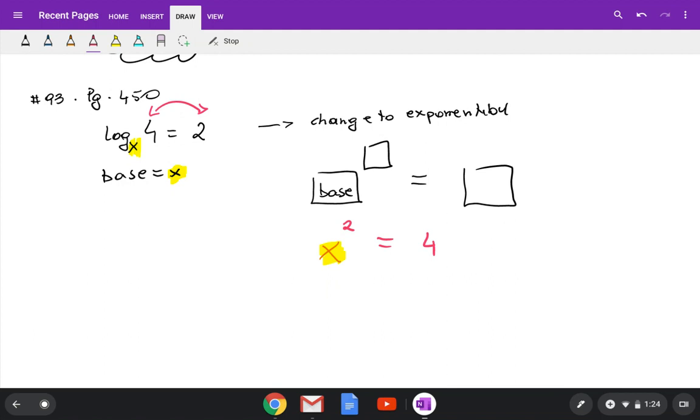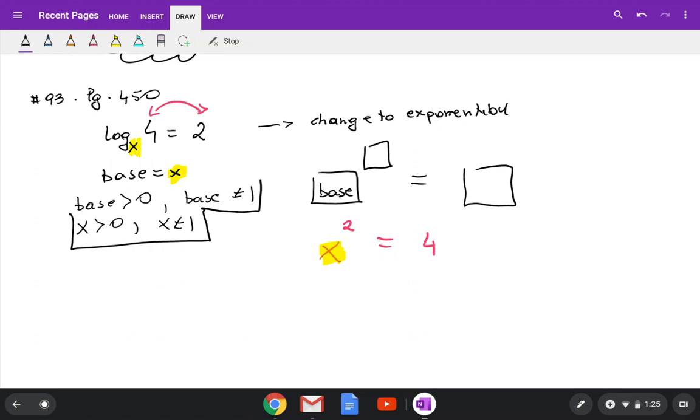Okay, a couple of things here. Let me just write down. Since the base is x, don't forget what we know about the base: the base has to be greater than 0, and the base cannot be equal to 1. So this is the information: x has to be greater than 0 and x cannot be equal to 1. Just remember that, because we want to avoid extraneous solutions.